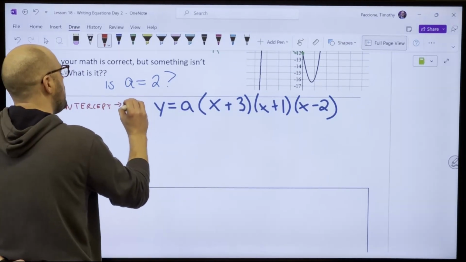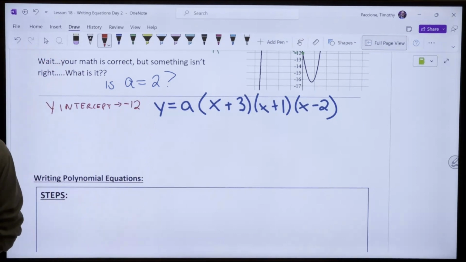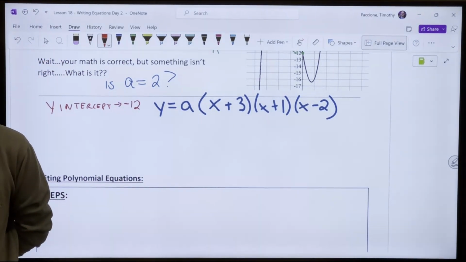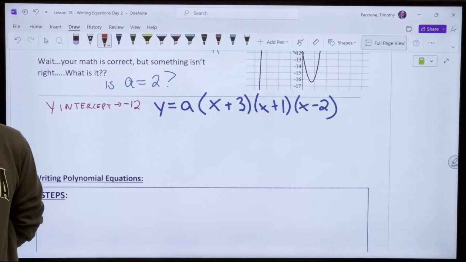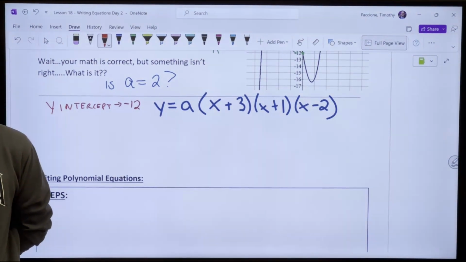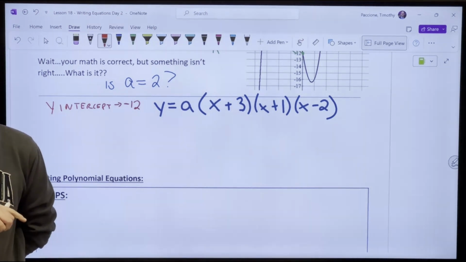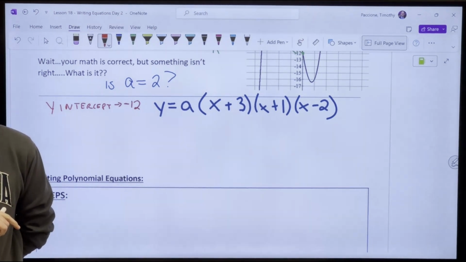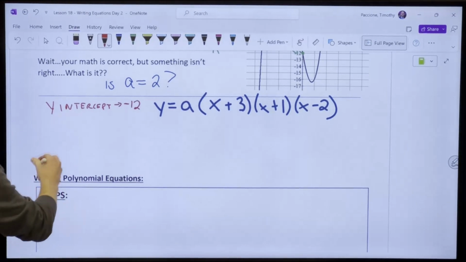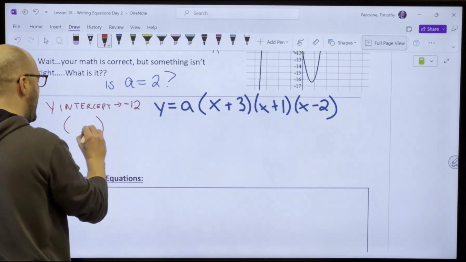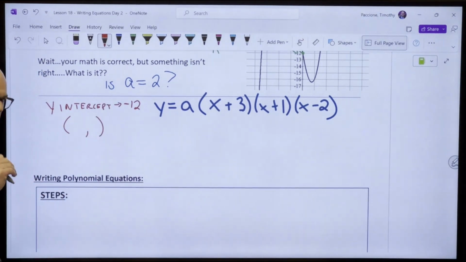It's negative 12. What is a y-intercept? A y-intercept is a point. What is a point made up of? Every single point has an x and a y. What is a y-intercept? Not just negative 12. Give me the whole point.